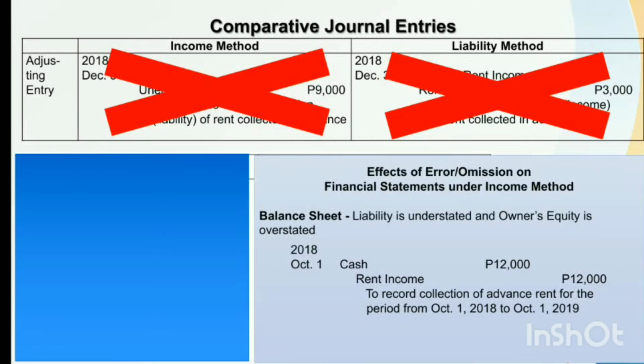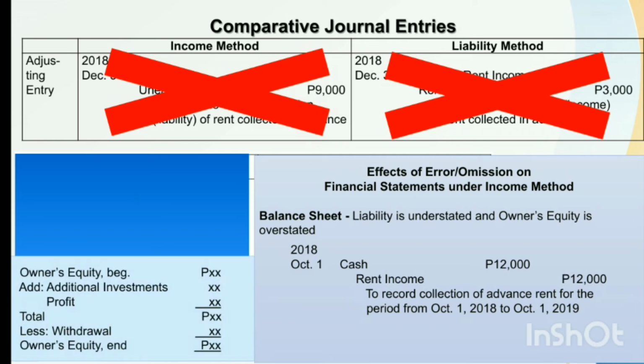So previously, when we were discussing the effects of error or omission on financial statements under the income method for income statement, I mentioned that if there is no adjusting entry made at the end of the accounting period, the profit is overstated. So if the profit is overstated, ultimately, the owner's equity is also overstated. Profit kasi is one of the components of the owner's equity. In fact, ang profit is an addition to the owner's equity balance. So, kung sobra yung profit na isinama mo sa owner's equity, so ang result, sobra din yung magiging total or overstated din yung magiging owner's equity.